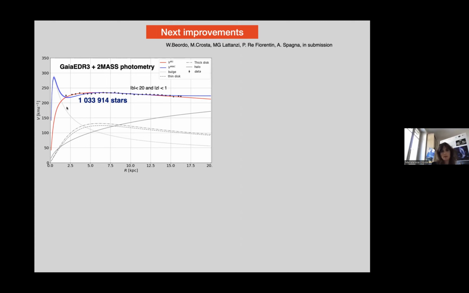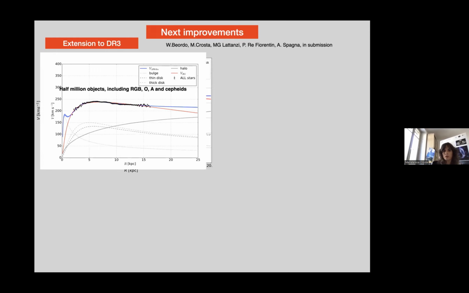But there was a bias in this diagram, in that we used a Toomre diagram that kept stars only around 250 to 400 kilometers per second. So we forgot about the previous plot, and we produced another one with only DR3. This plot takes into account 500,000 objects, as I said before, including RGB, OB, and SFAs. Then you see again the different components of the classical Milky Way, the gray part, and they sum up to form the blue curve, and the red one is the relativistic one.